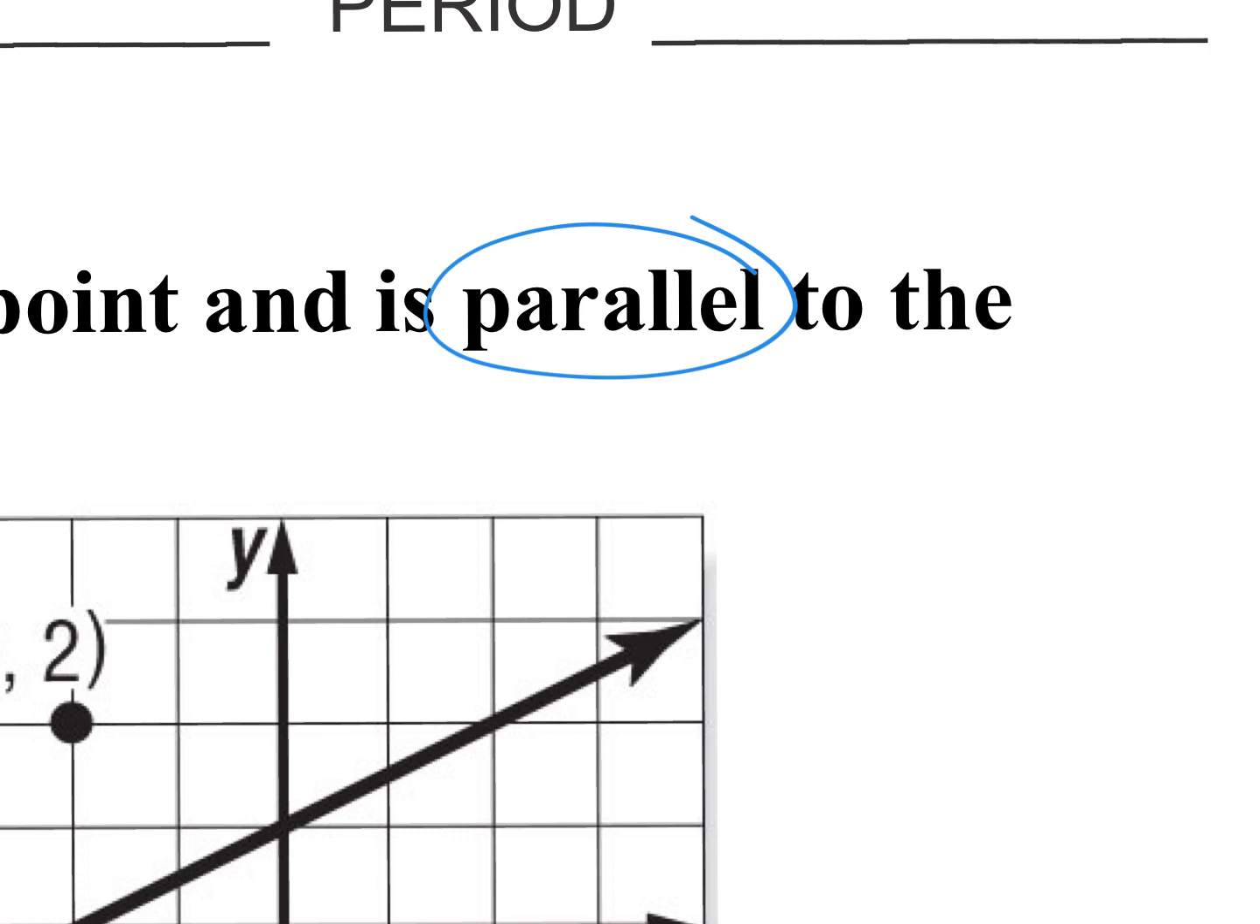So what does parallel mean? It means what? Same slope, same m value. So if you want, circle parallel and put same m.